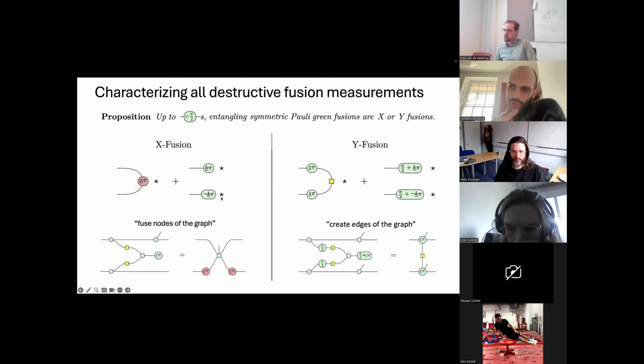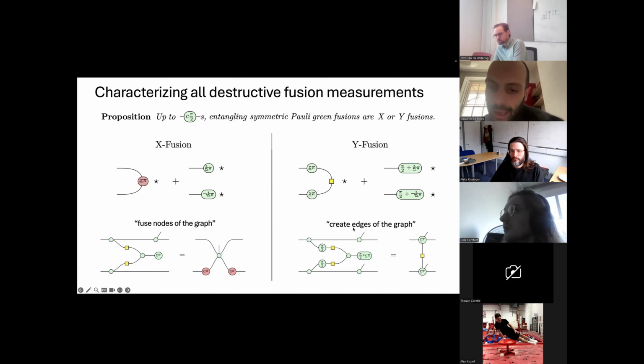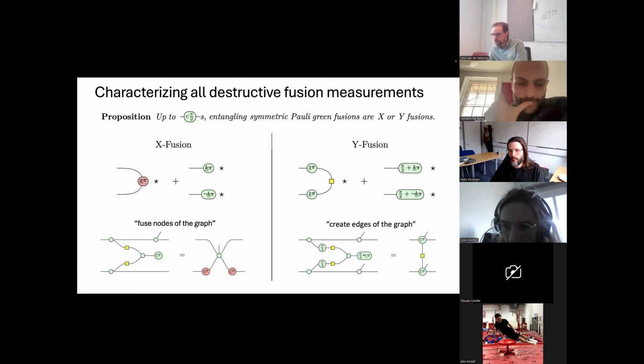So the action of these two fusions, if you think about it as acting on a graph state, in the X fusion case is going to be to merge the two nodes into one. So if you apply it to two nodes that are unmeasured, then it will fuse them into a single node with some possible error in it. And the Y fusion instead will create an edge between the two qubits. And again, it can lead to some errors that you want to correct.